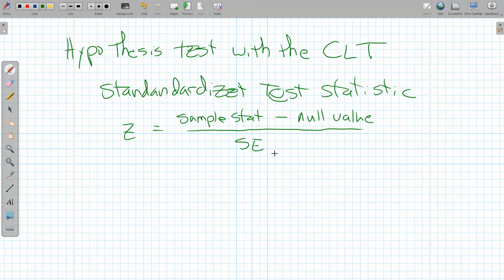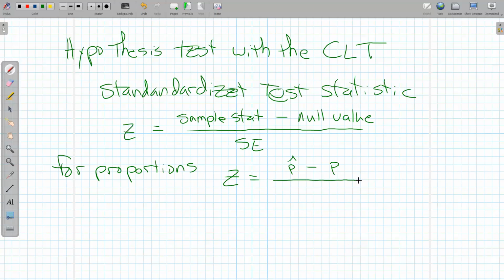Now, we have a standard error formula for proportions. That's what we're working with. So for proportions, this becomes the sample statistic, that's our p-hat that we calculate, minus the null hypothesis value, we usually just call that p. That's the value from the null. And the standard error for a proportion, since we're doing a hypothesis test, centers on the null value. So that would be the square root of p times 1 minus p over n.